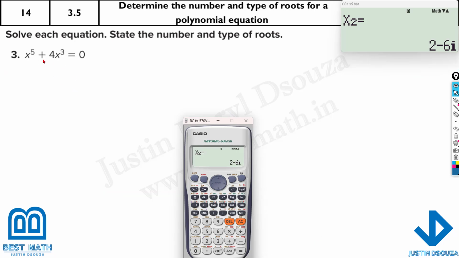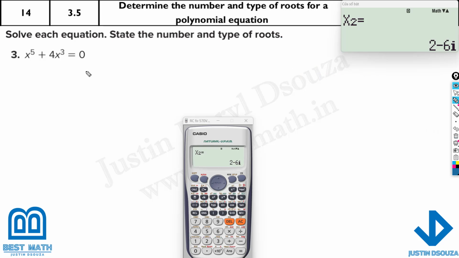Next, what we have is x to the power 5, but we cannot solve this directly. So what we do is remove the common terms out. That is possible, or you can do some rearrangement and take one term out, and then you will have x to the power 4 plus 4x squared, and then we can take u equal to x squared and solve it, because this can be solved as a quadratic.